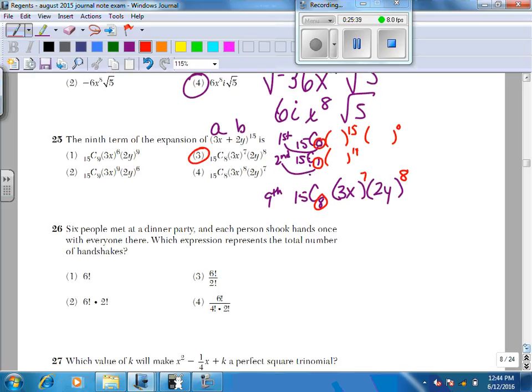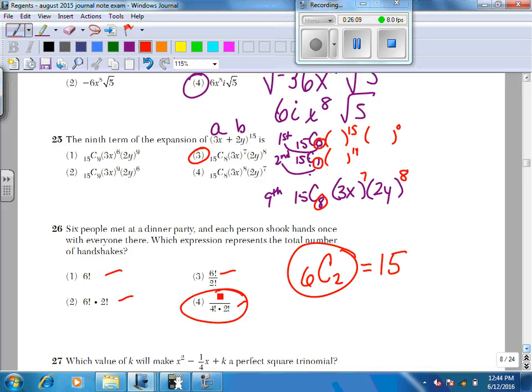Number 26, which expression represents the total number of handshakes? 6 people met at a party and they all shook hands once with everyone there. So order doesn't matter here. I don't want to count me shaking person A's hand and then person A shaking my hand. That's counting it as twice, and it's only really one thing. So of the 6 people, we want to choose how we can do combinations of 2. Figure out what this equals in your calculator, which equals 15. Figure out what each of these equal in your calculator. That's the only one that matches up.